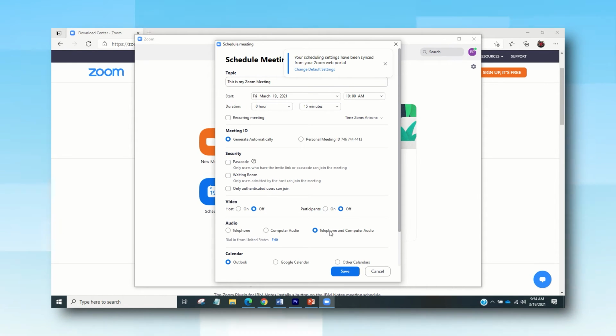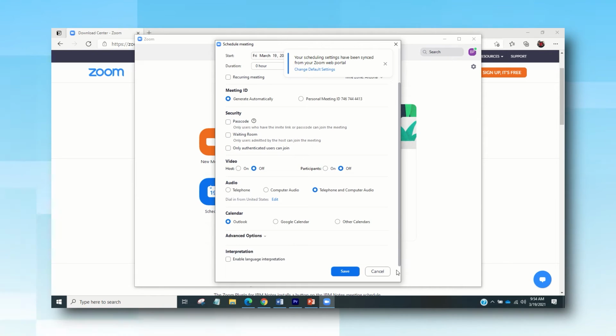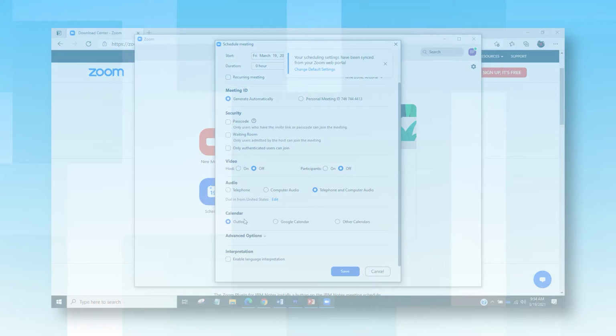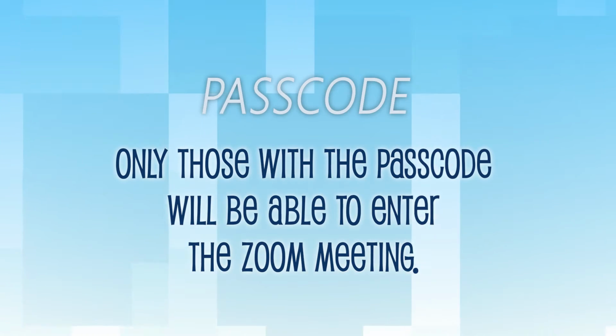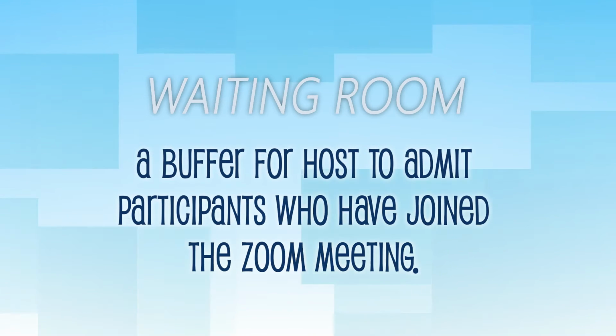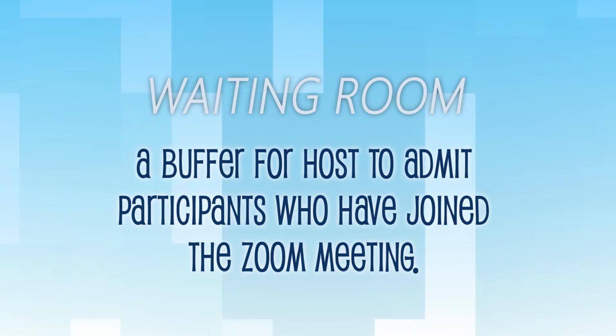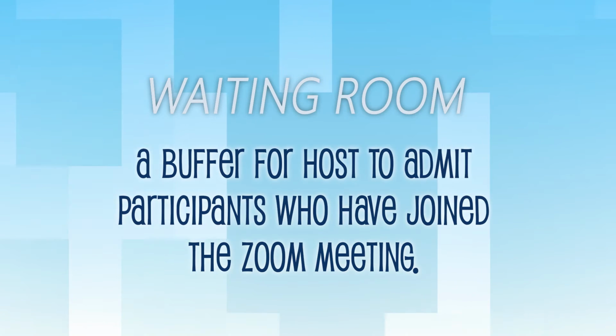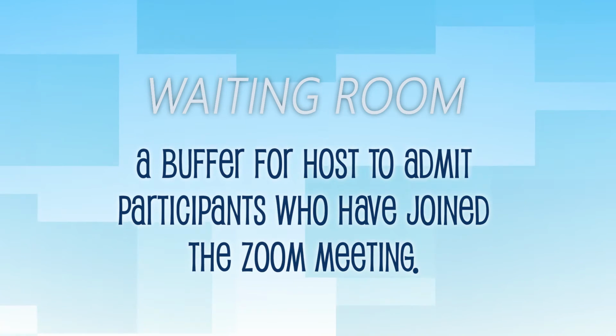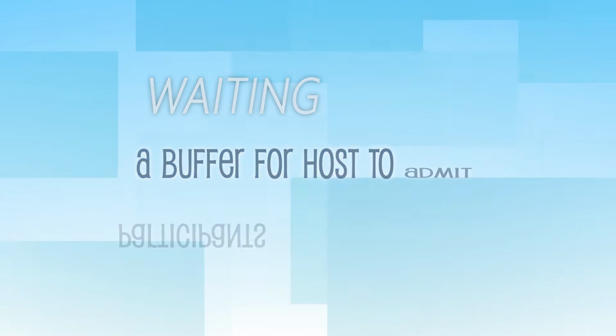The rest of the options on the Schedule Meeting screen involve security and privacy features. You may choose to add a passcode to your meeting, so only invitees with the passcode may join. You may also choose to add a waiting room, which is a buffer between invitees joining the meeting directly. If you enable a waiting room, you will have the option to let invitees into the main meeting room once they have joined the meeting.